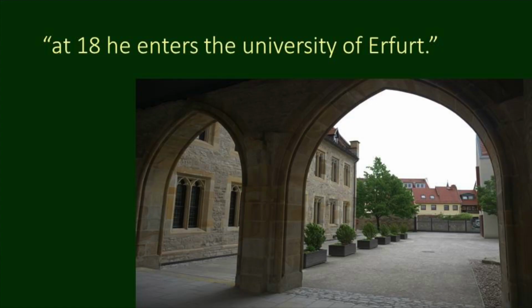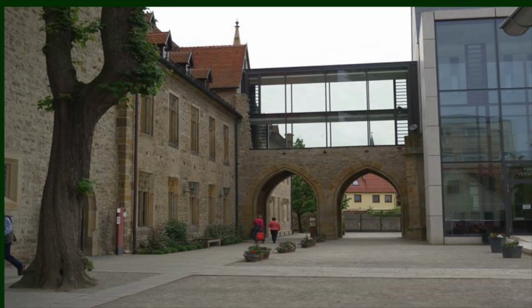Hans Luther, or Johann Luther, wished his son Martin to become an attorney, a lawyer. And so after his Latin experience at the school, he sent him to the University of Erfurt. At the age of 18, he walked through these arches to the University of Erfurt. We went to Erfurt, walked through the halls and through the schoolrooms where Martin, no doubt, had also walked.